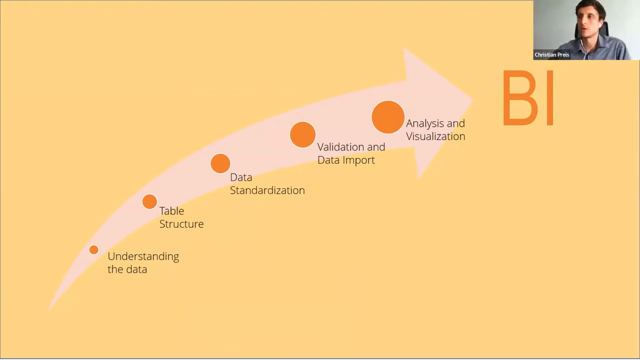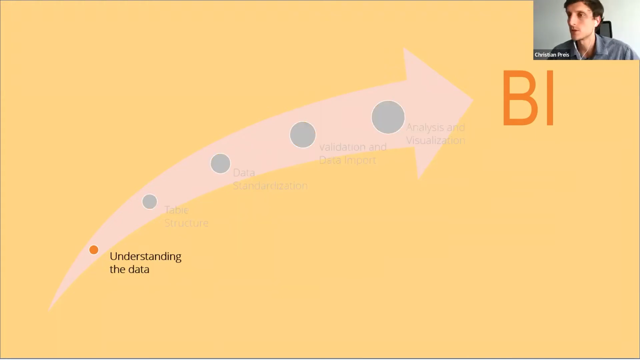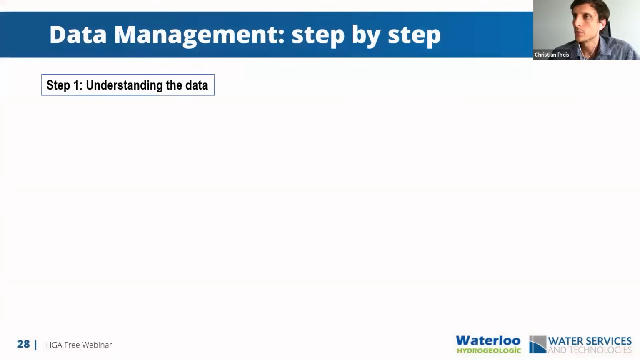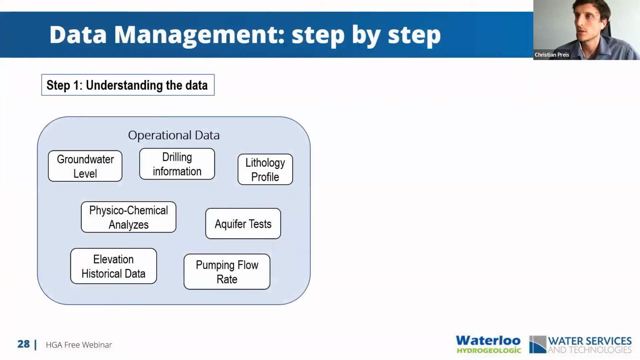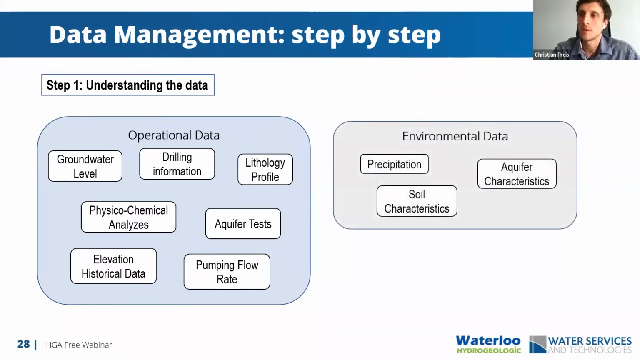So I'm going to talk a little bit about all these steps here. First, it's very important to understand the data that we are working with. So this is step one, understanding the data. If I'm working, for example, with this operational data, I know that I have a table with groundwater level information. I have a table with lithology profile. I have a table with precipitation. I have another table with soil characteristics. So I have a lot of different tables with all these data. And it's very important for me to really understand all the data that I'm working with.